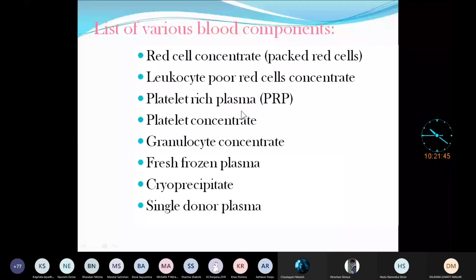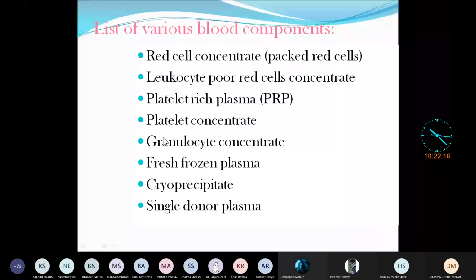And platelet rich plasma. Have you heard about this platelet rich plasma? Its volume is around 40 to 50 ml. In that plasma, mainly the platelet concentration will be there. So that is known as the platelet rich plasma. Another one is the platelet concentrate. Here mainly the platelets are concentrated. It's about 20 to 30 ml, and it is a platelet concentrate.